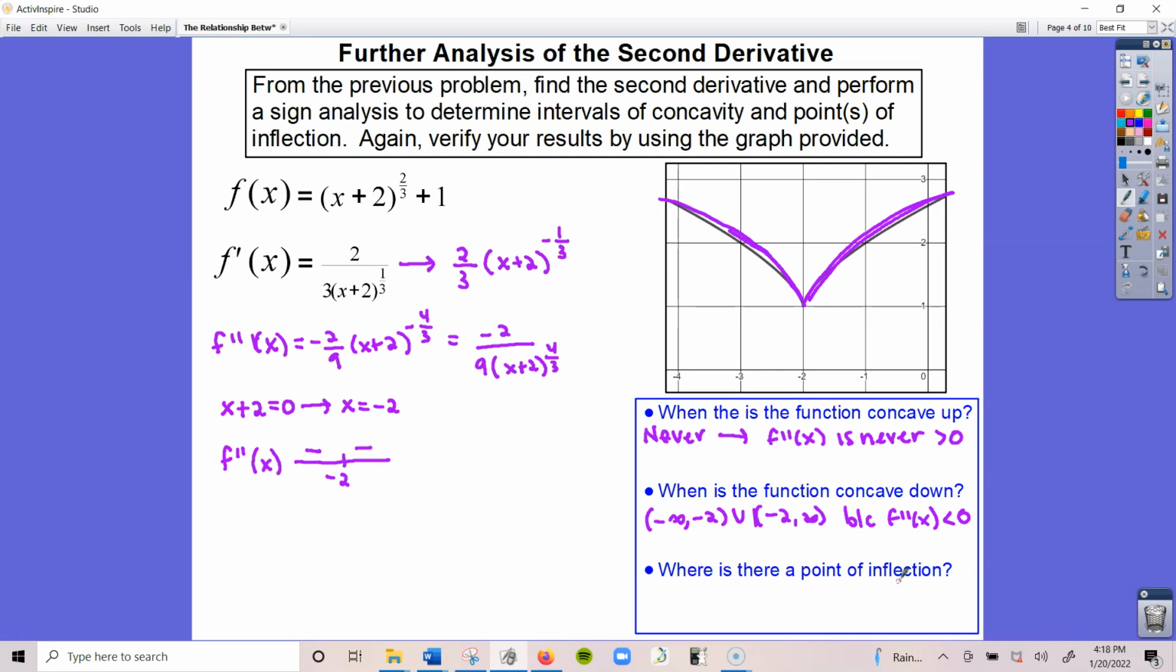Now for the final question, where is there a point of inflection? There is no point of inflection, because in order for there to be a point of inflection, your second derivative has to equal 0 and it has to change signs. So we would say here f double prime of x never changes signs. And again, by looking at the graph, we can see that at x equal to negative 2, we have a cusp. So it's not differentiable for both the first derivative nor the second derivative. So it's impossible for that to be a point of inflection. A point of inflection would be something like this one right here, where you can see that on the left side, it's concave down, and then on the right side, it's concave up.